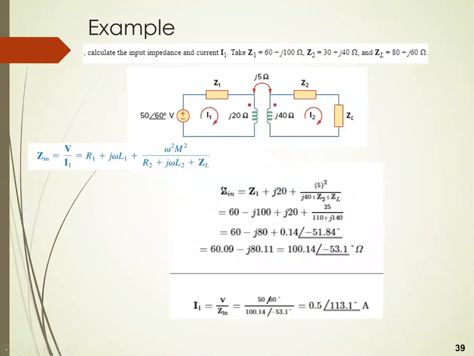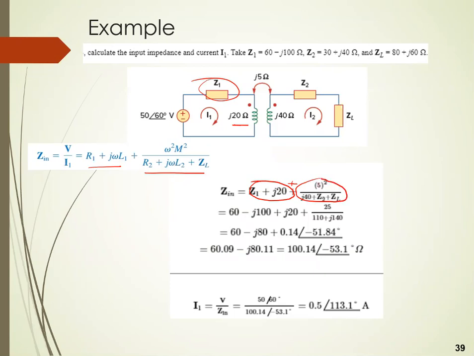So for example, we're going to use that technique, if you will, that method, to calculate the input impedance and the current I1 in this circuit. If we calculate the input impedance, we could use the equation we just generated in the previous slide, right? So then the input impedance is going to be equal to Z1, which is this term here, plus j20, right? So this is the primary elements in the circuit, plus the reflected impedance, which is this term here.